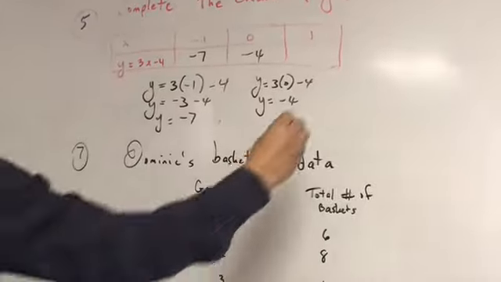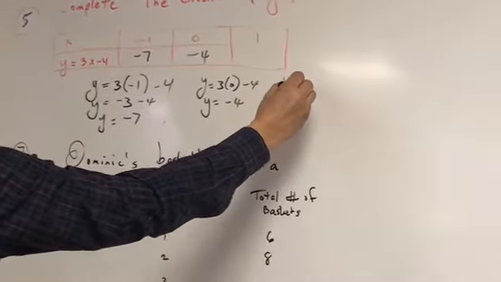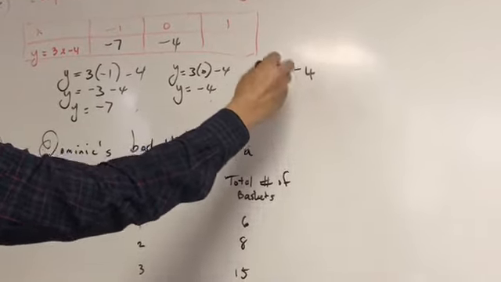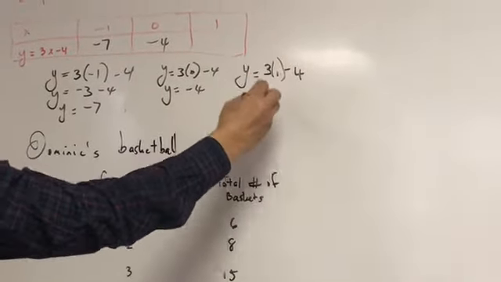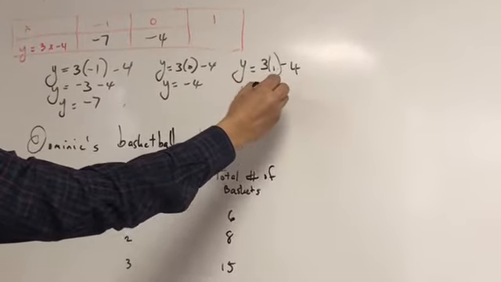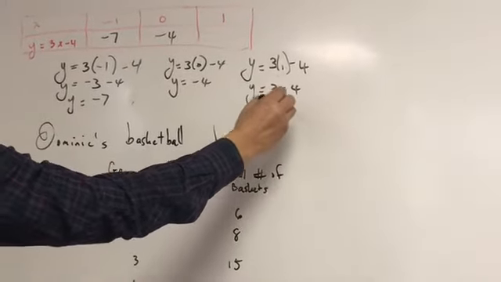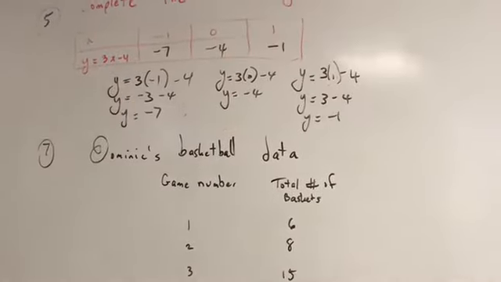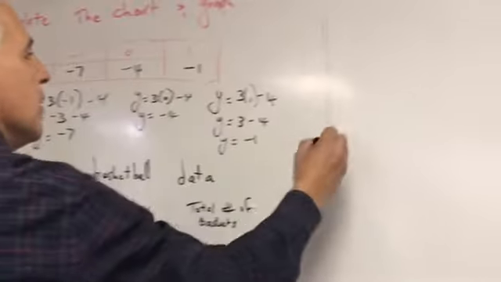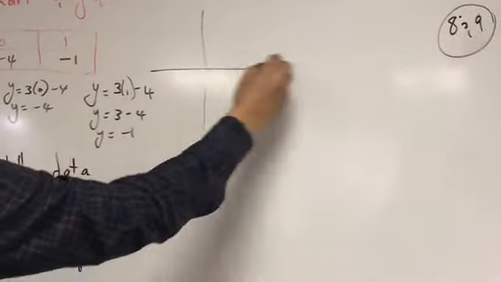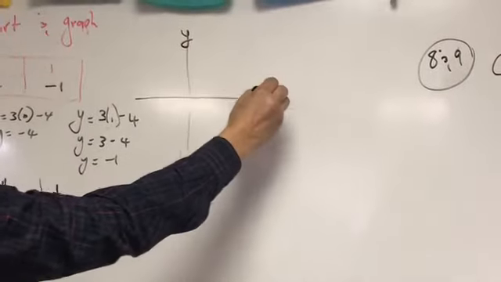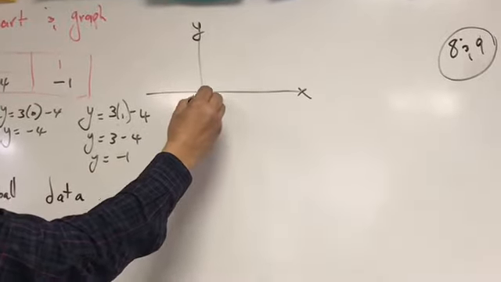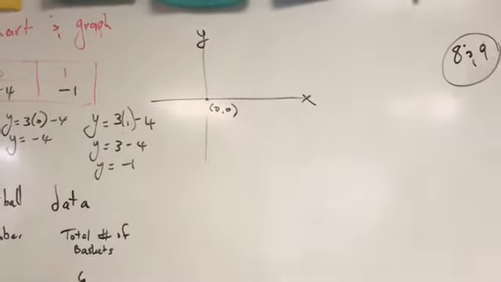And then our third point is y equals 3x minus 4, and we are going to substitute for x a 1, and that means y equals 3 minus 4, y equals -1. There it is. Those are the 3 points, and that's all we actually need to graph this. All right, create a graph. This is our y-axis, this is our x-axis. We want to make sure we make it a complete graph. We show the origin is 0, 0.